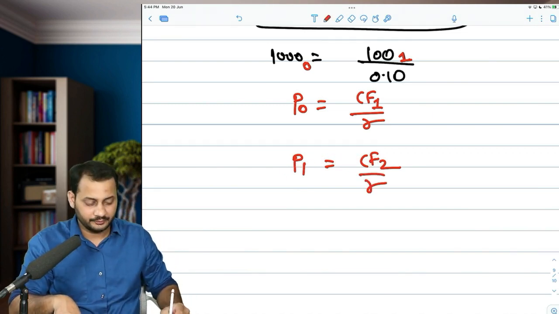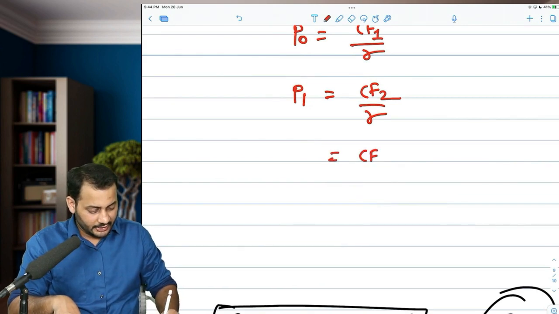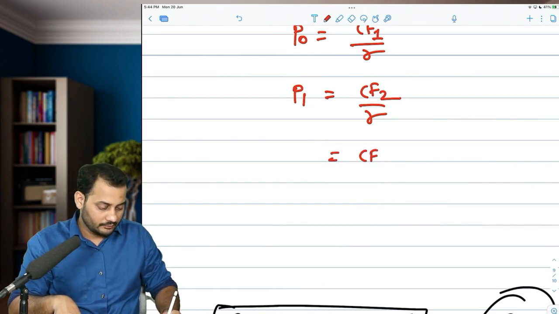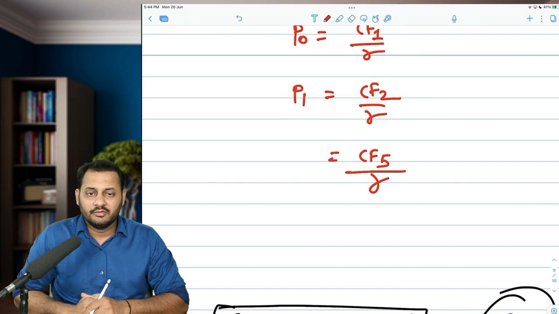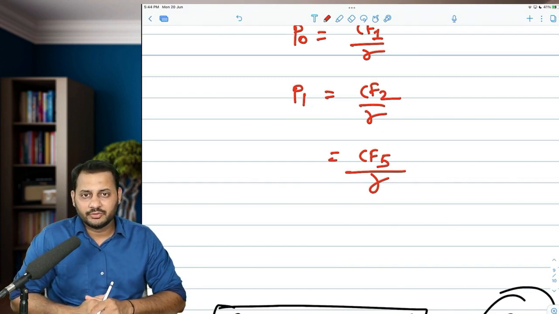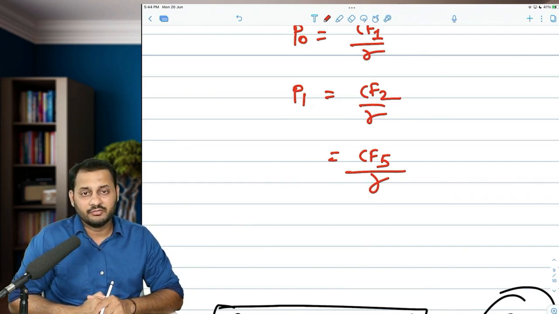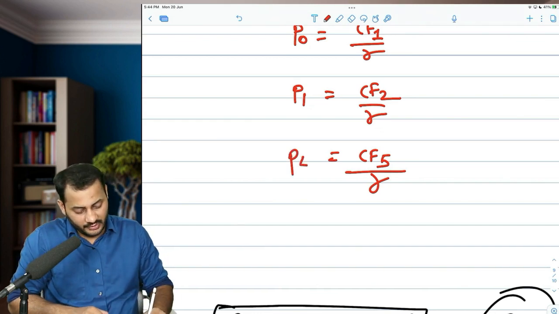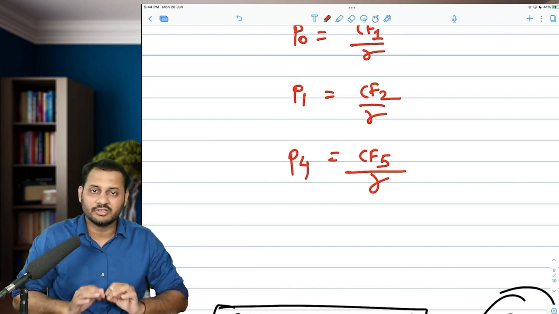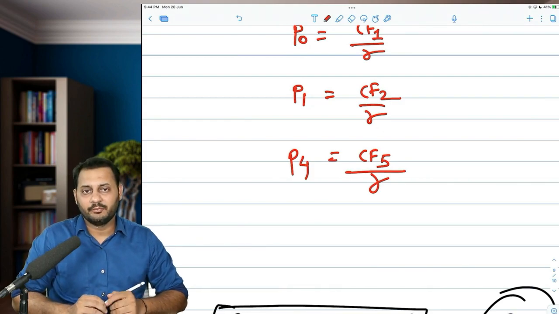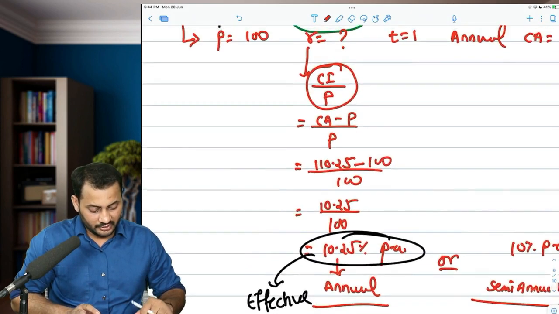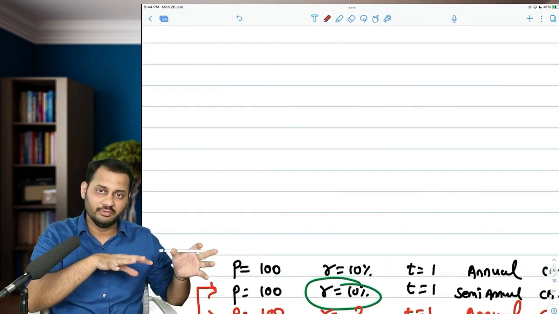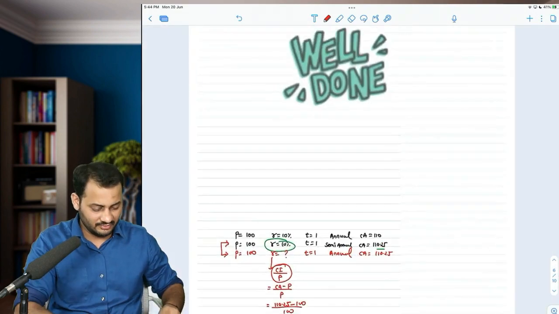Now let me give you some more examples. Let's say we use CF5 and divide it by the rate of interest. For which year will the value of perpetuity be arrived at? It will be P4. Understand this concept. This is very important. Lots of students still make this mistake. They think CF5 will be used for P5. That's not logical, right?